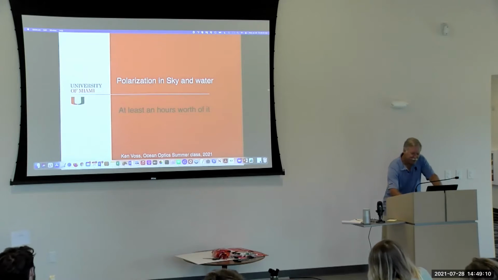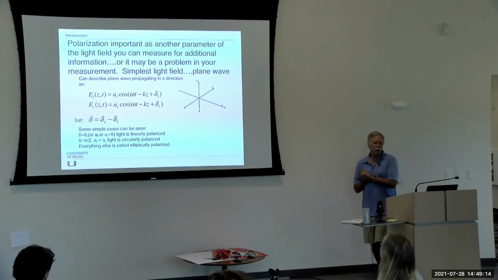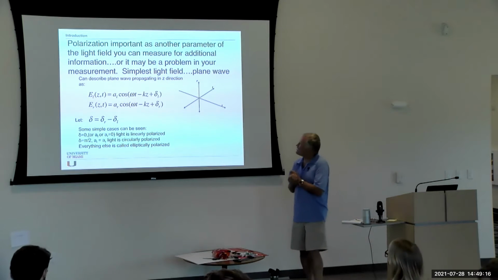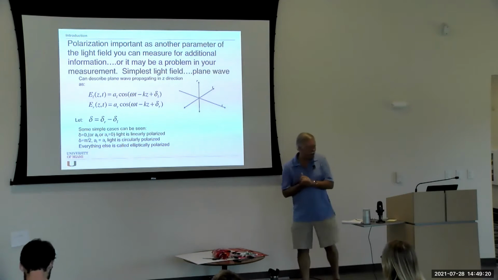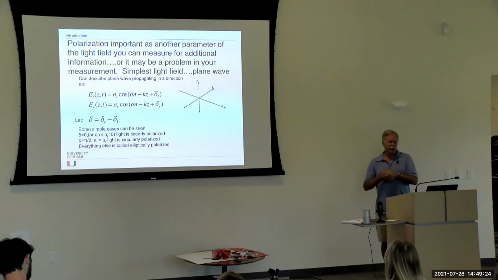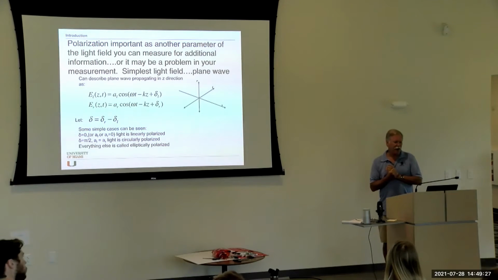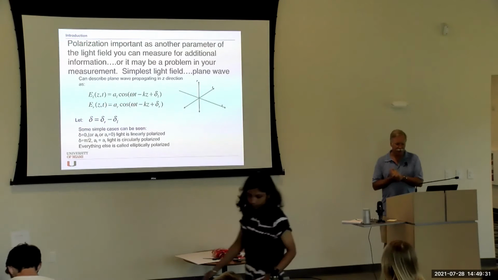So why does it do this? There it is, okay. Polarization of light is important. It's another parameter of the light field you can measure. You may be able to get some additional information about the particles that are perhaps scattering light. In any way, it's another part of the light field that we can measure.